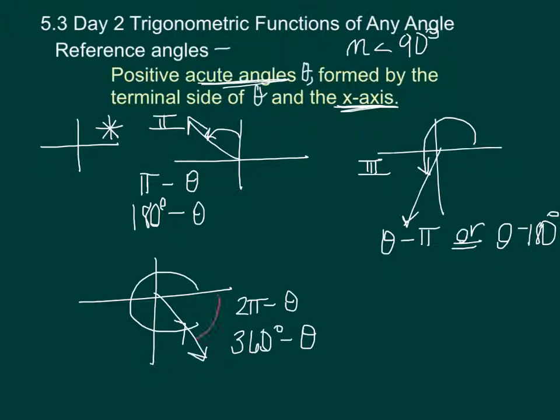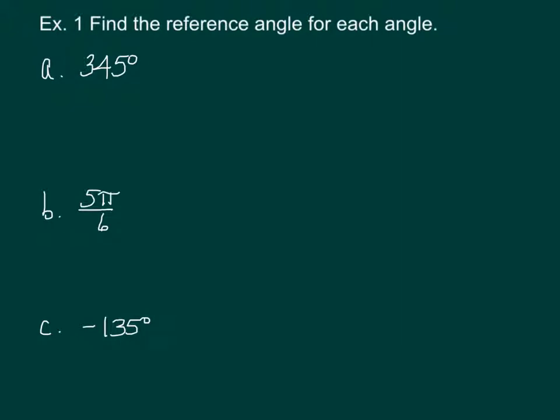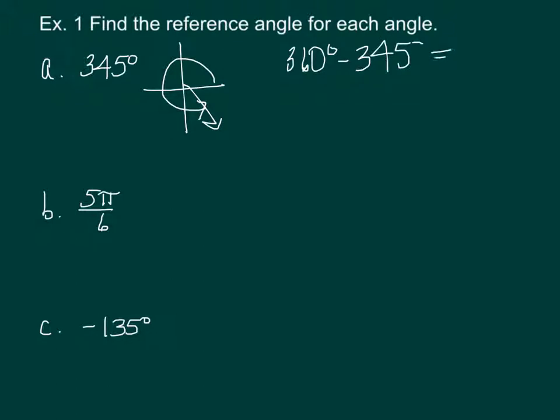So the reference angles are those angles formed with the x-axis. In example 1, we're going to find the reference angles. So for those of you who are visual, 345 falls in quadrant 4. So remember, if it falls in quadrant 4, you do 360 degrees minus 345 will give you 15 degrees. See, it's positive and it's less than 90.